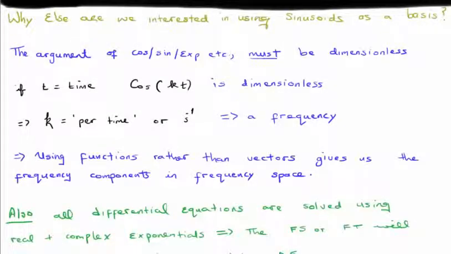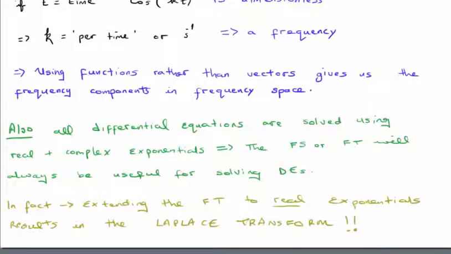The other reason we are interested in using sinusoids as a basis is that their argument must be dimensionless. So where we have an input function of time, let's say, this means that k must be of unit per second. It is a frequency. If the input function is one of position, then the k would be a spatial frequency. So using functions rather than vectors gives us access to the frequency components in frequency space. Also, all differential equations are solved using real and complex exponentials.